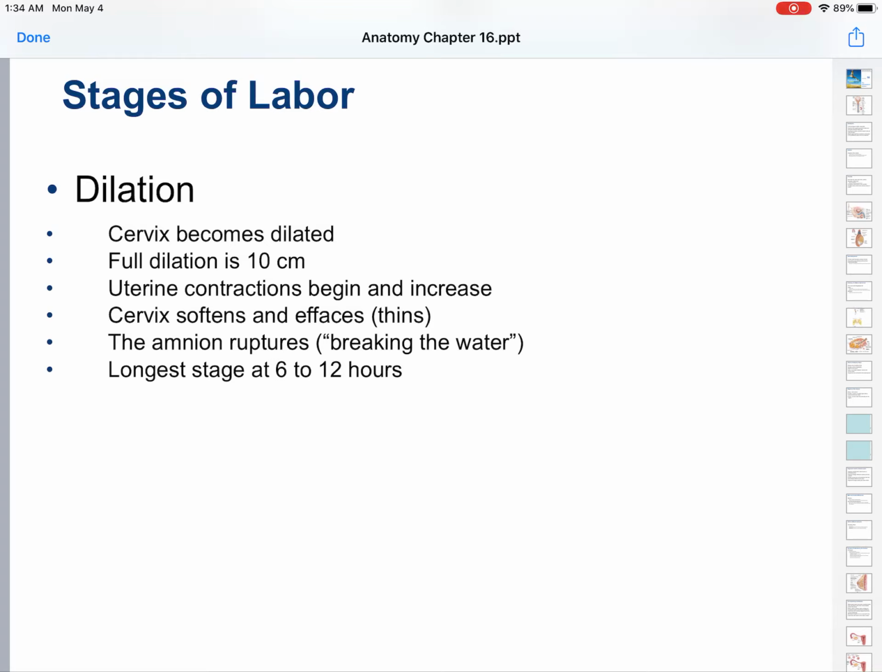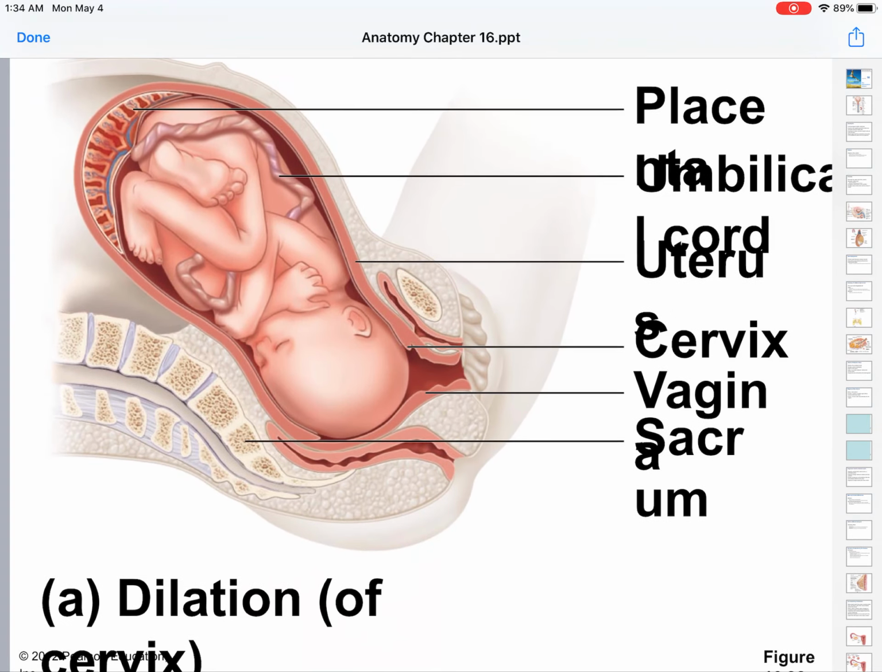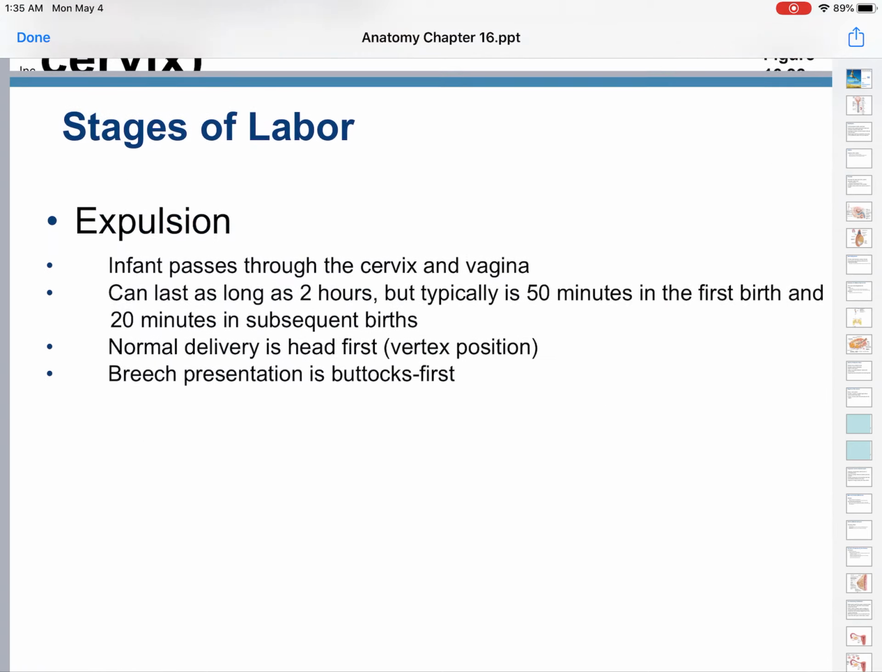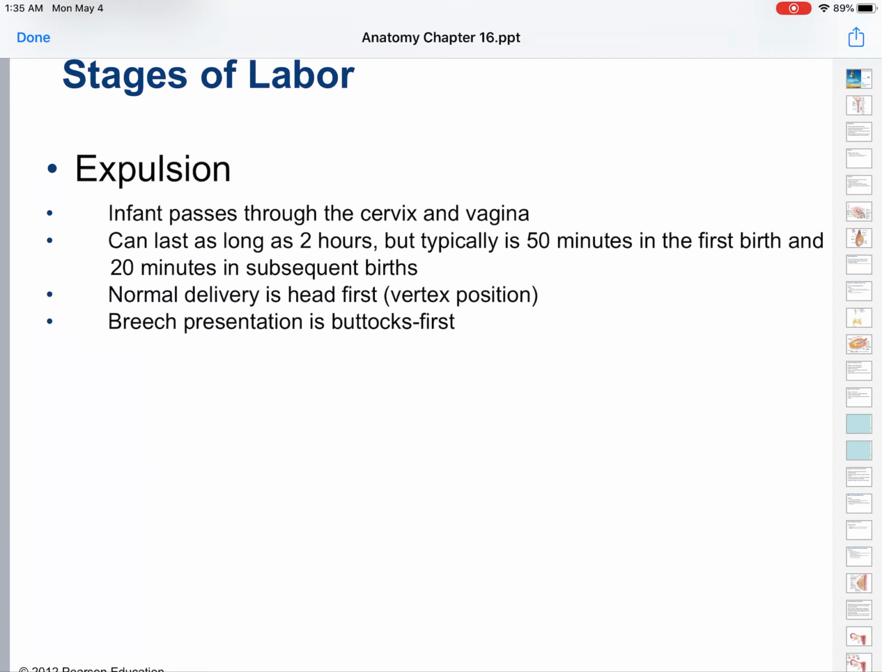This is the longest stage at 6 to 12 hours. This is you getting ready for childbirth. This is your body telling you, we're moving everything into position. Get ready for birth, because once we start these contractions, the baby is coming. At this point, it has moved into the cervix, and the body is telling you, we are ready to get this thing out.